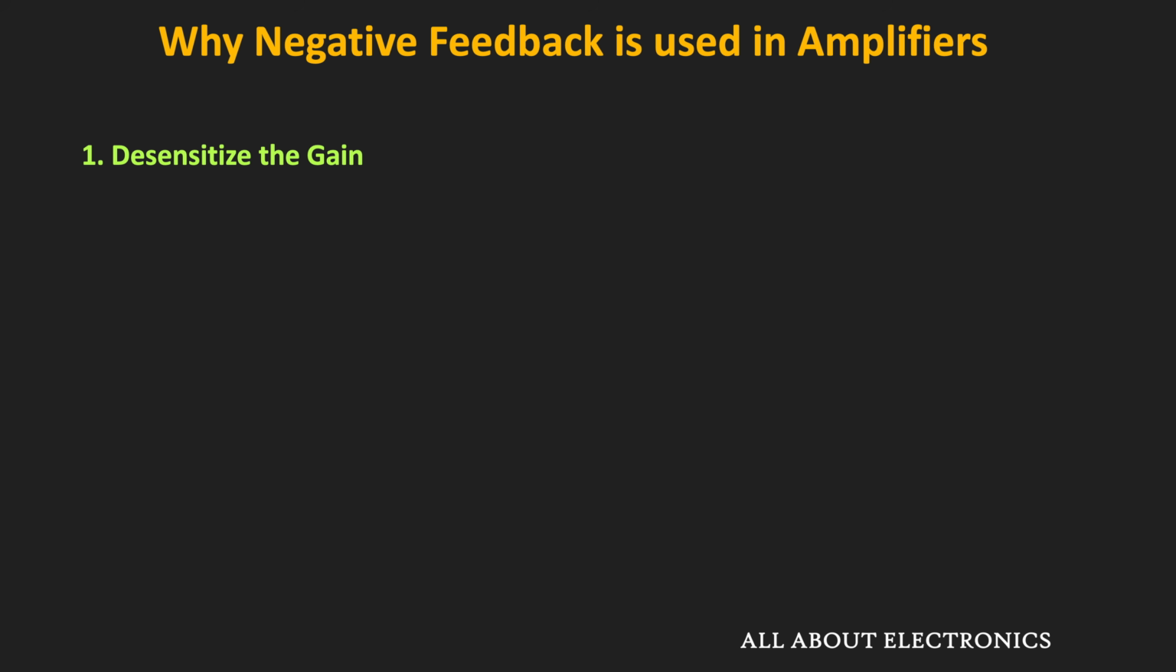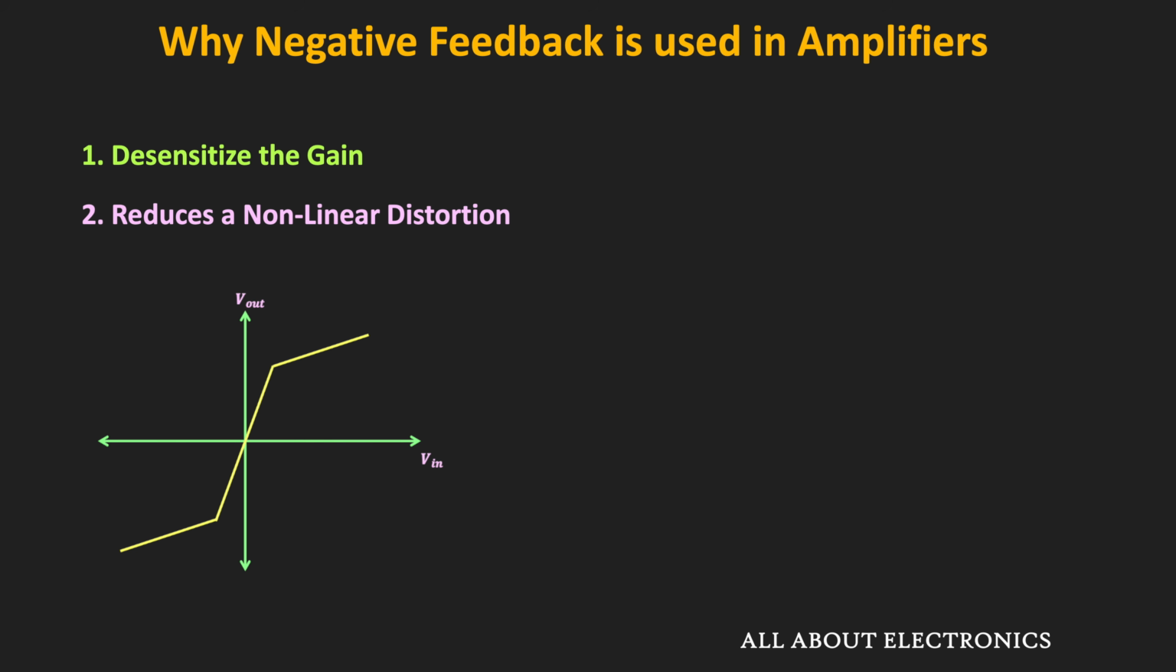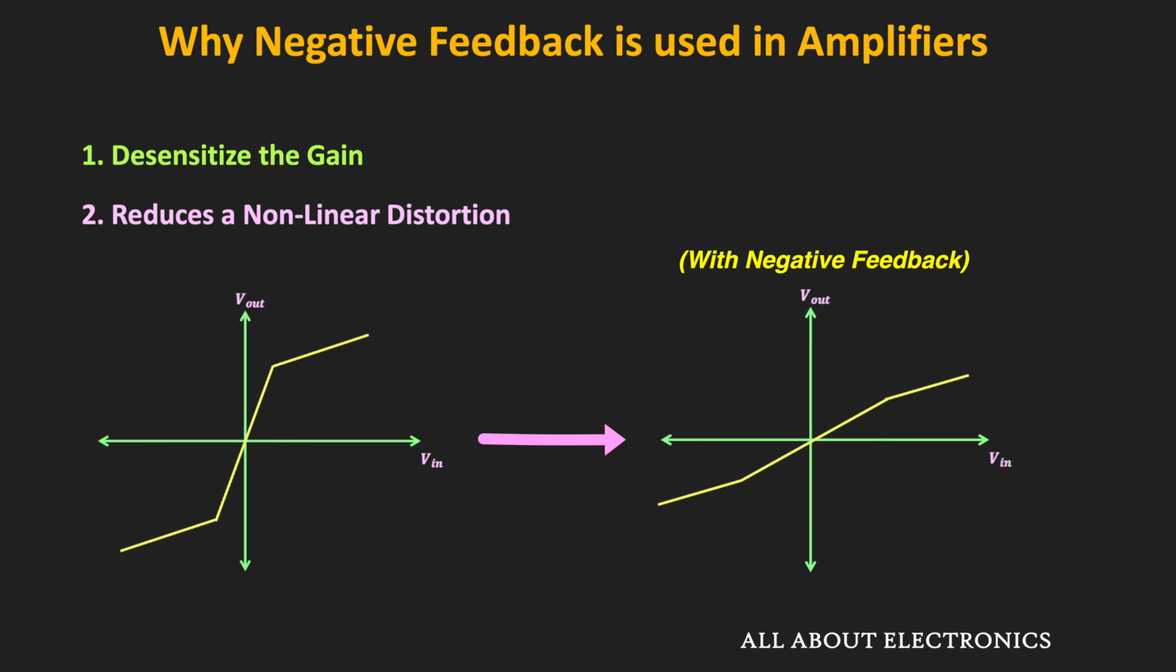The second effect is that negative feedback reduces nonlinear distortion. Sometimes in an amplifier, the gain is higher when the signal level is low, and at higher signal levels the gain provided by the amplifier is less. Because of that, nonlinear distortion may arise in the amplifier circuit. Negative feedback reduces this nonlinear distortion and makes the gain of the amplifier almost constant. That means negative feedback makes the gain of the amplifier independent of the signal level.